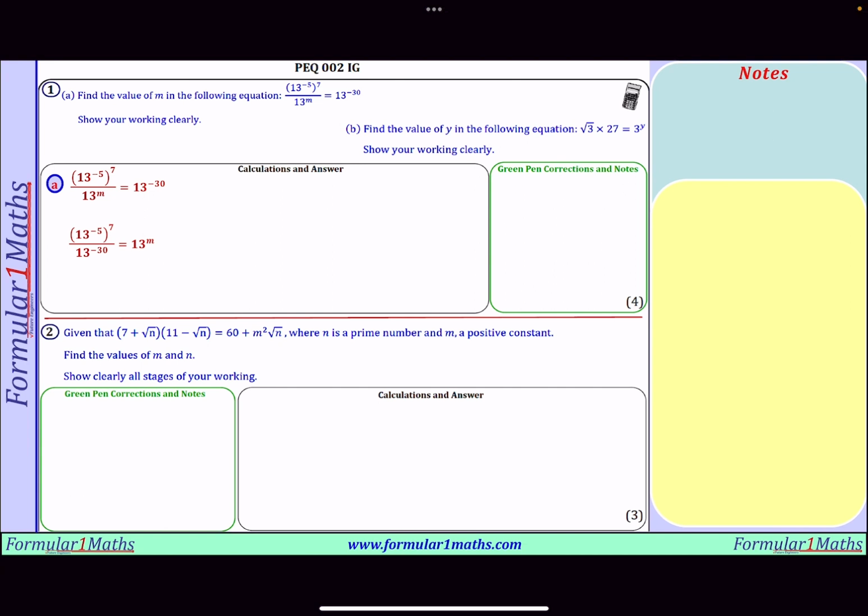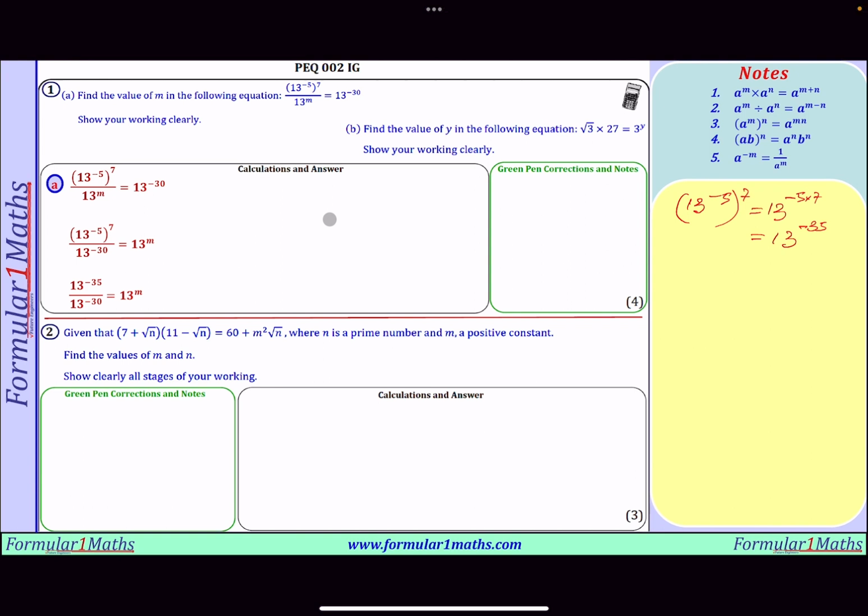We will then use the laws of indices, specifically rule number 3, to simplify the numerator. And so 13 raised to the power minus 5, all of that raised to the power 7 is simply 13 to the power minus 5 times 7. And that will give 13 raised to the power minus 35. So we are going to get this for the numerator.